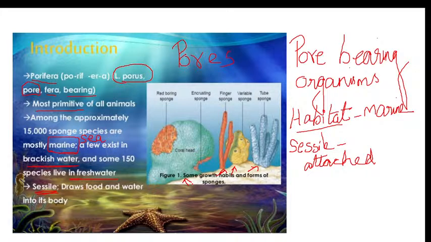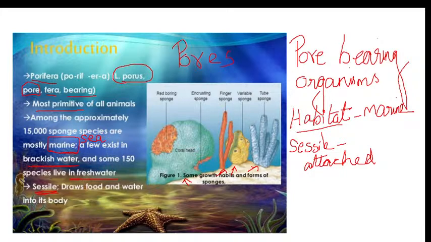Then, two, they are primitive of all organisms. Then, they have a cellular level of organization or multicellular level of organization. That means the cells are found as individual units. They are not associated to form a tissue or an organ. ഒരു organ ആയിട്ടൊന്നും മാറുന്നില്ല. കുറേ സെല്ലുകൾ ഇങ്ങനെ അടുങ്ങി ഇരിക്കുകയാണ്. So they are said to be multicellular organisms.